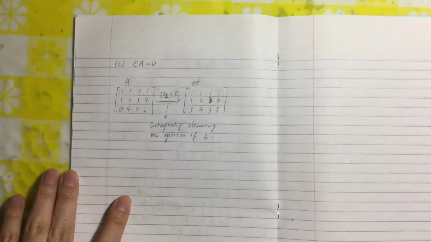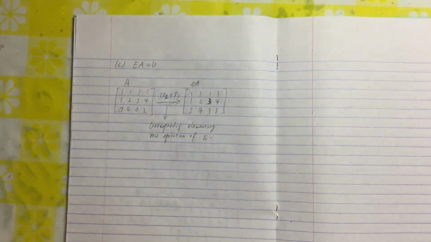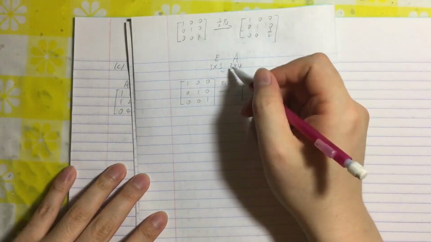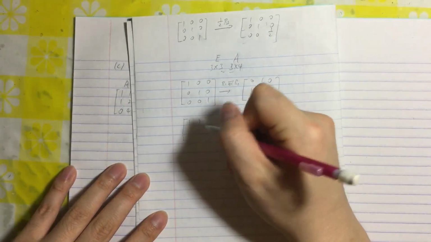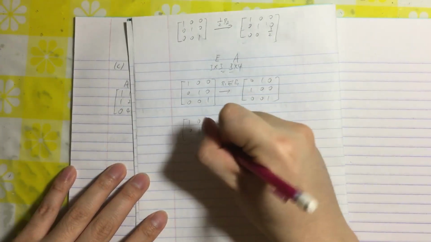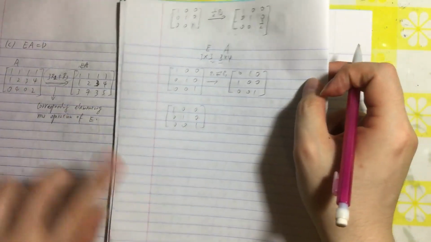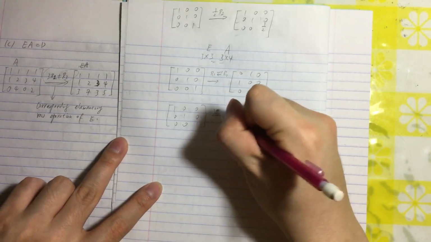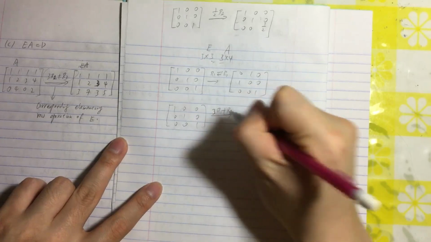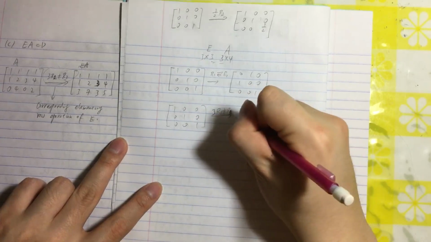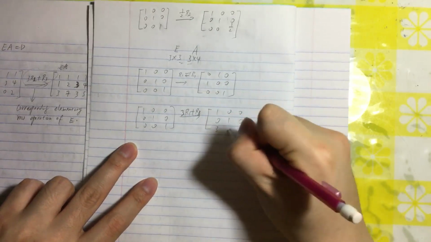Once I know the corresponding elementary row operation of E, I can find E by performing the same operation on an identity matrix. Here, since A is 3 by 4 matrix, E must be a 3 by 3 matrix. So identity matrix starts from 3 by 3 identity matrix: 1, 0, 0, 0, 1, 0, 0, 0, 1. Now perform the same operation on identity matrix: 3 times row 1 plus row 3. I get 1, 0, 0, 0, 1, 0, 3, 0, 1.